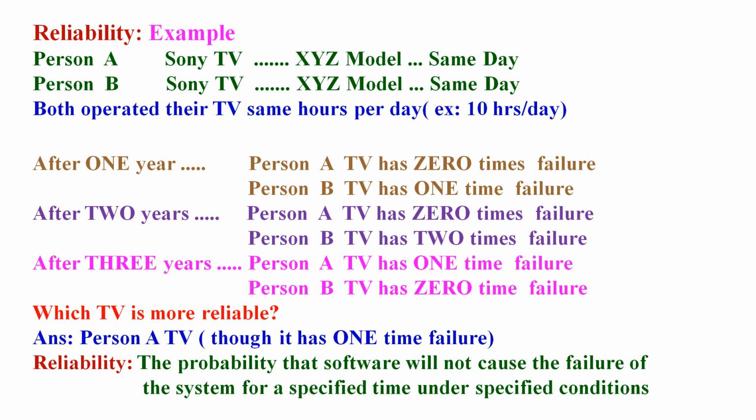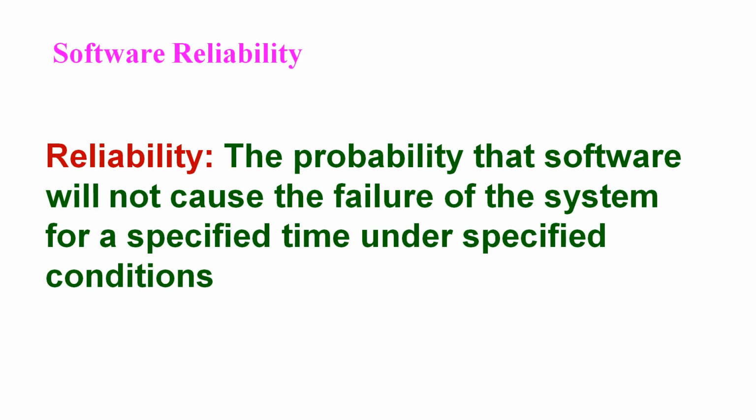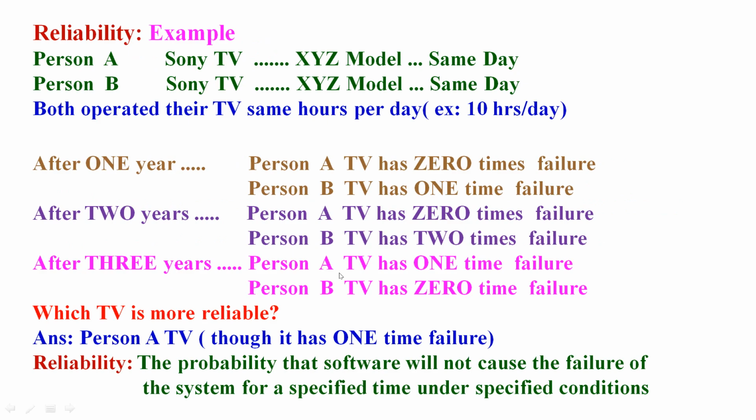Now, what is this? This is under specified conditions. What is the condition here? Same TV, same model, purchased on the same date, and both are operating the TV 10 hours per day with the same timings also. Say for example, morning 10 to night 8 p.m., 10 hours. Now, after 1 year, person A's TV has 0 failures.